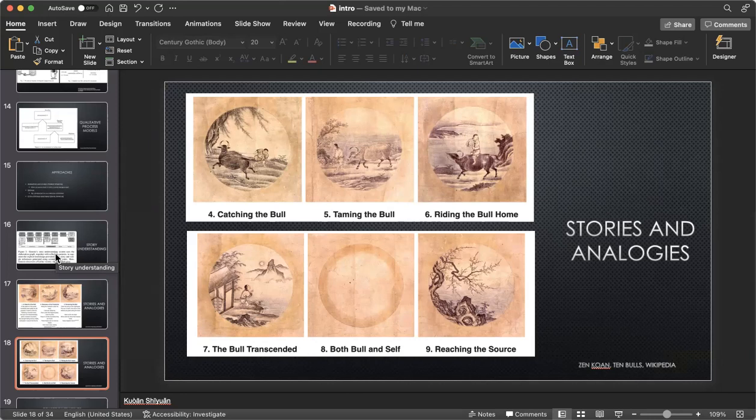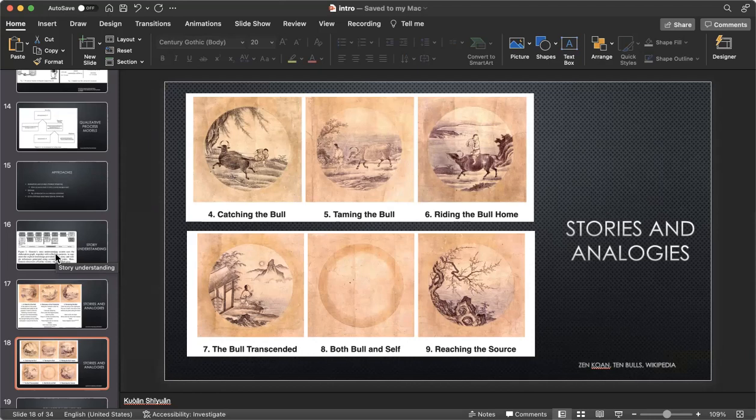So this Zen monk is comparing the human mind to the bull, and the farmer is really all human beings, or even all sentient beings on this planet. So this is a very powerful analogy.